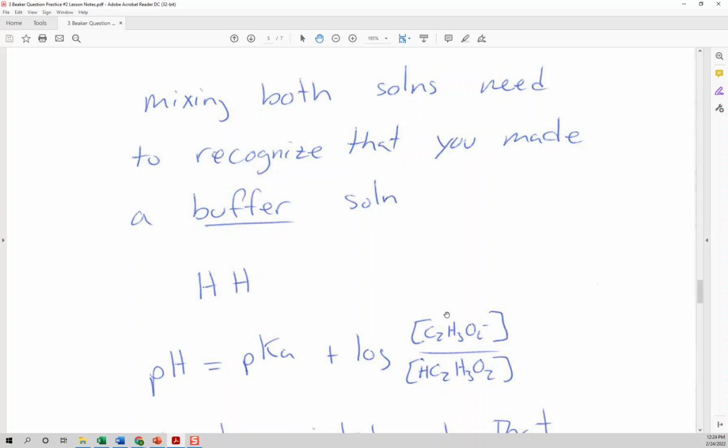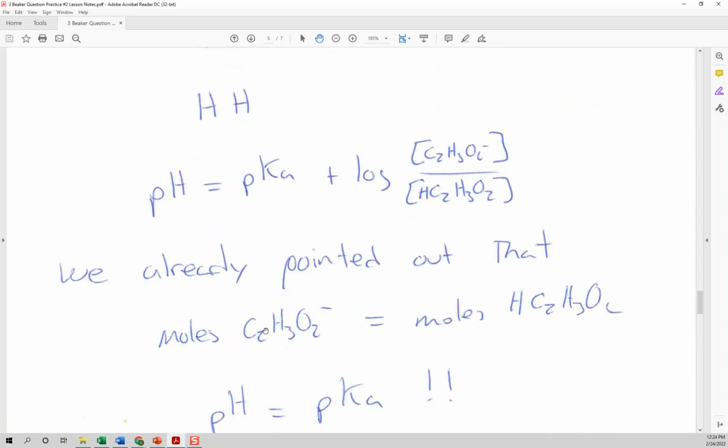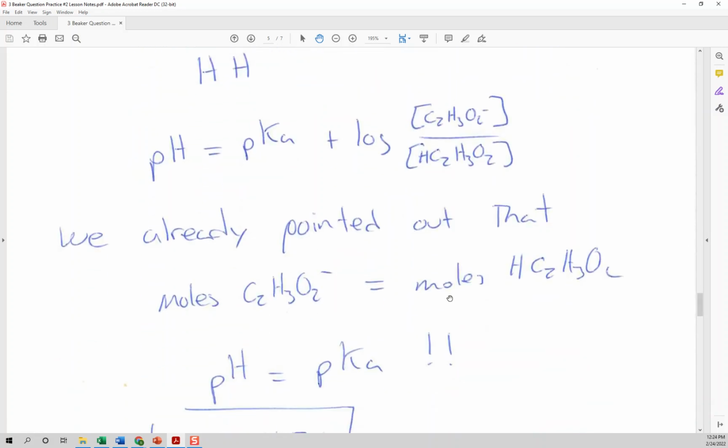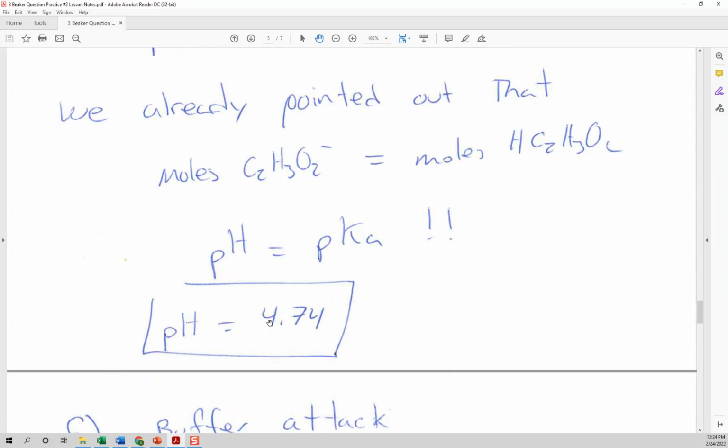So remember, on our formula sheet, it says A minus over HA. So that would be acetate over acetic acid in this case. But remember, these two numbers, the molarity of this and the molarity of this, would be equal to each other. So the log of 1 is 0, so pH equals pKa. So we already pointed out that we had equal moles. We knew that going in. So E-I is just the negative log of the Ka, and that comes out to be around 4.74.